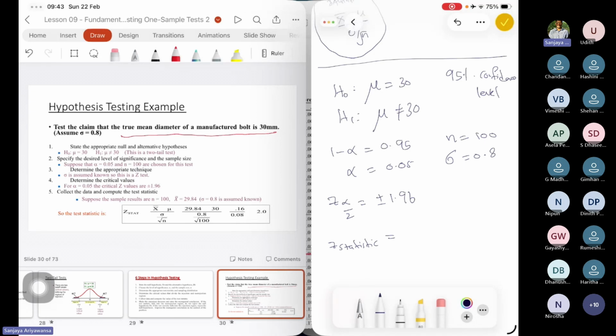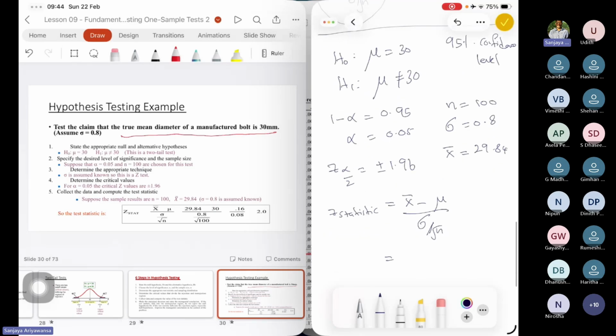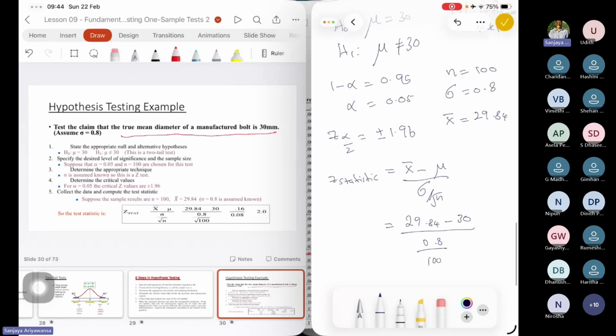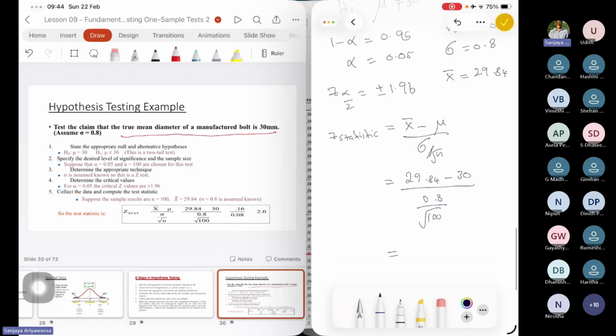Then we go on to calculate the Z test statistic. Assume X bar, the sample mean, is also given as 29.84. So the Z test statistic is X bar minus mu divided by sigma over root n. What is X bar? 29.84 minus what is mu? We are claiming it to be 30, divided by sigma, which is given as 0.8, divided by the square root of the sample size, 100. Don't forget the square root. So here you will get the Z test statistic as negative 2.0.